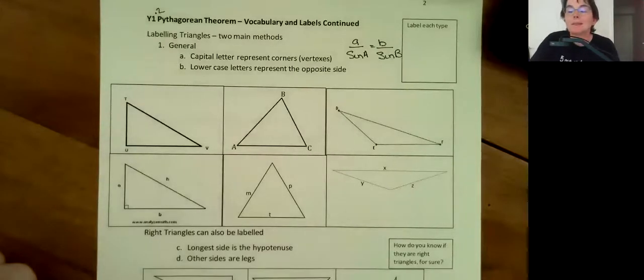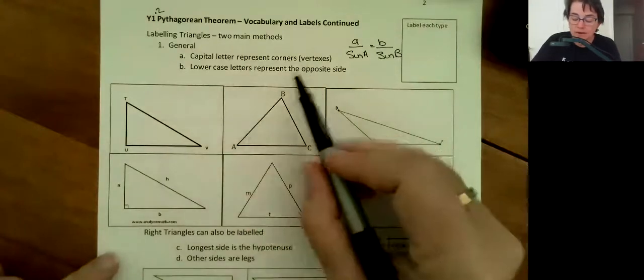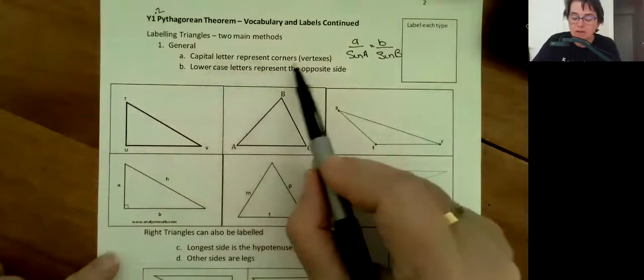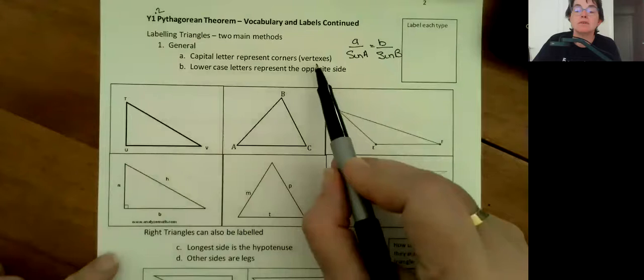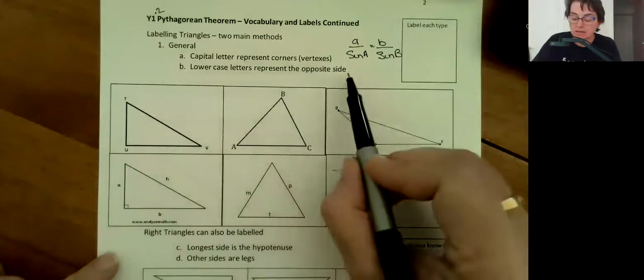Hi there. Here is the video of how to label a triangle. We're going to look at two main methods. One of them is going to be used for any triangle. And the second one is a slight change where we can use it for doing specifically and only right triangles. All right, so the general way is you put capital letters in the corners, and the fancy math word for a corner is a vertex, and you'll use a lowercase letter on the opposite side.